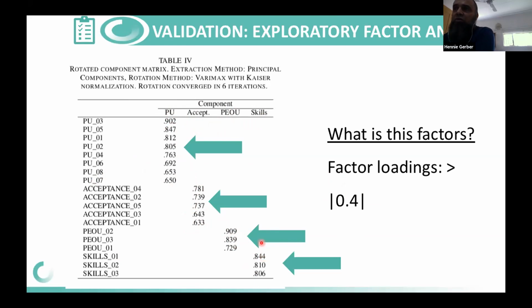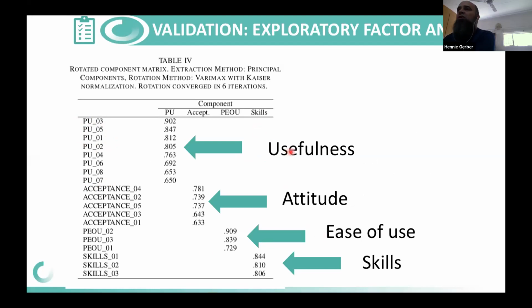Now, what you then do is you read through the statements here and give it a name, all of them. That's the next step. So you get usefulness, attitude, ease of use, and skills. So this worked out perfectly. Now, these must make sense with your research. And this is now the valid constructs of technology acceptance.